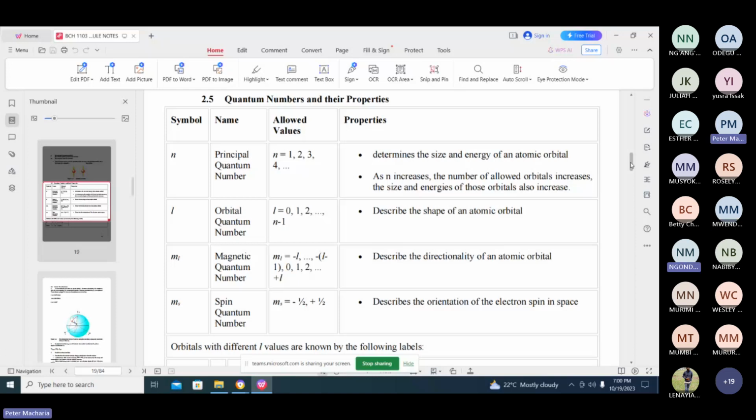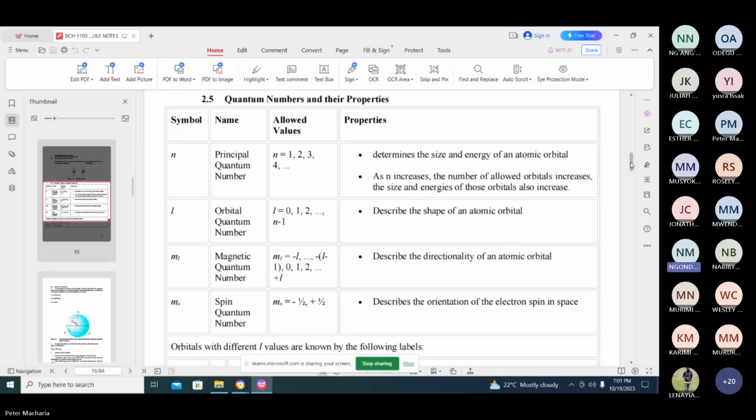So if L is equal to 1, and that is when you're talking about the p orbital, what are the possible values of ML? Minus 1, 0, and 1, meaning that p has 3 orbitals.